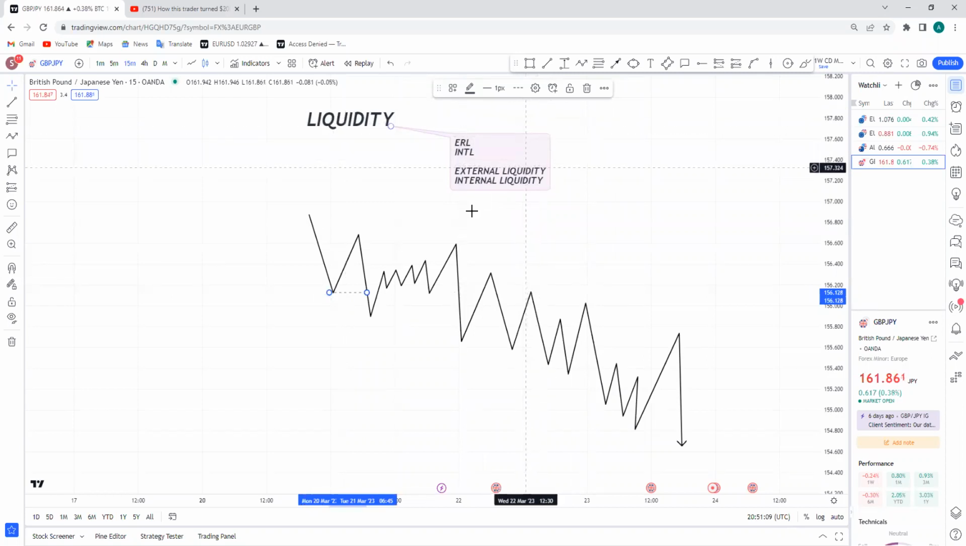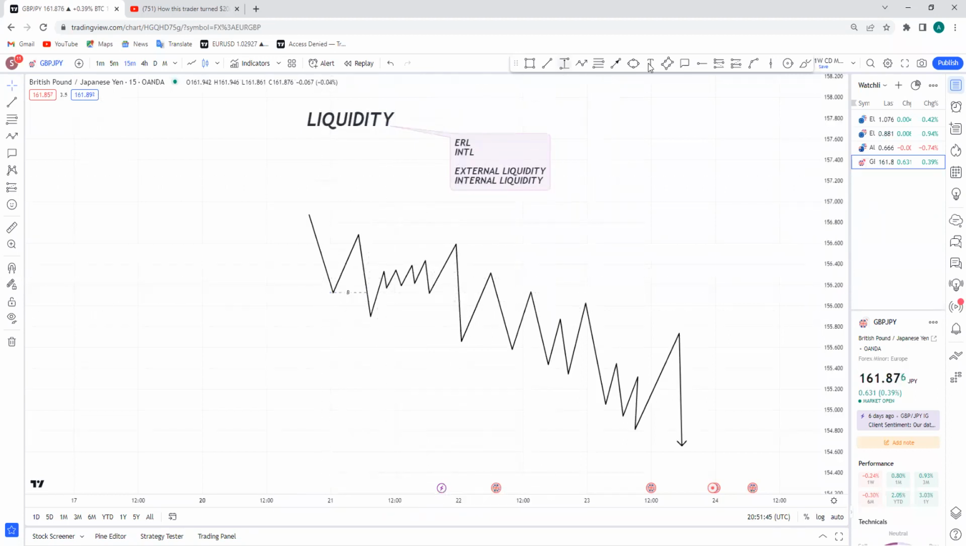Because why do we call it external liquidity? It is the target. It is the leg we need price to raid for us. You know, when you are selling and you need a break of structure, you will want price to break this last leg to confirm a break of structure before you can consider the continuation of the sell. Now, here we have a break of structure. A, a break of structure. B, a break of structure.